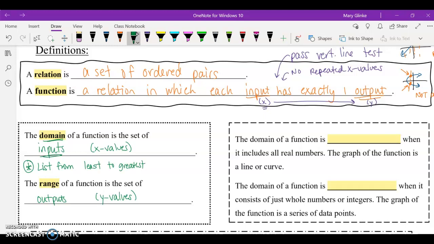No matter what order they're listed in the original graph or table or mapping, you always want to list your domain and your range from least to greatest. Another thing that might help is normally your points are listed as x, comma, y. They go alphabetically. Your domain is going to be your x values and your range is going to be your y values. If you think about the D for domain and R for range, it also goes alphabetically. So that helps with domain being the x and range being your y.